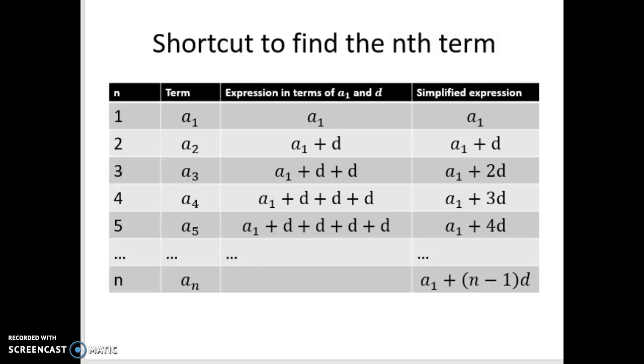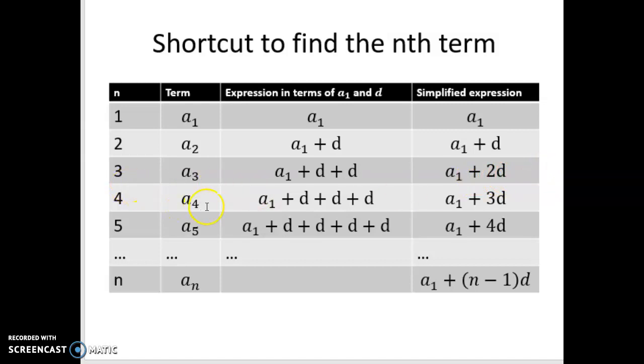So we're going to think about what's happening in terms of our first term and that common difference d. So the first term is just the first term, that's it, a sub 1. But in order for us to get the second term, we take our first term, a sub 1, and we add whatever that difference is, whatever d is. So that second term can be written as a sub 1 plus d. Now the third term we get from taking the second term, a sub 1 plus d, and then we add d on again. Now we could simplify this expression because we have two d's here. So we can rewrite that as a sub 1 plus 2d.